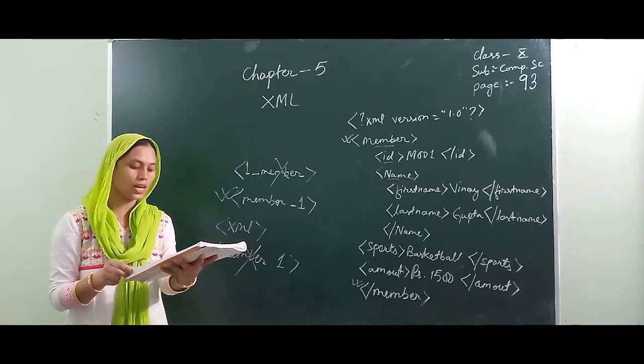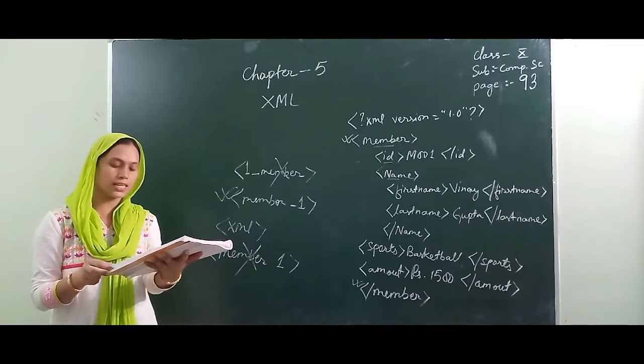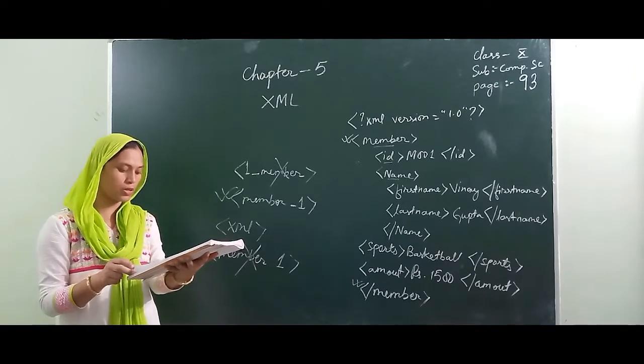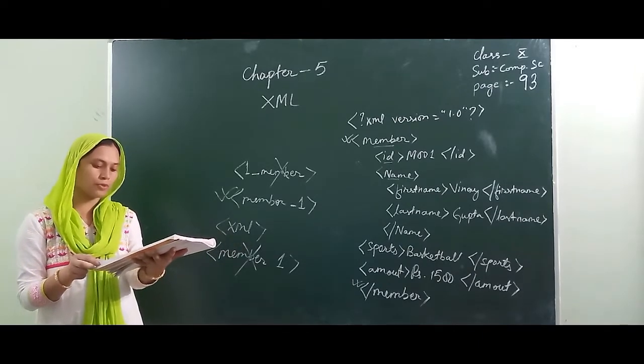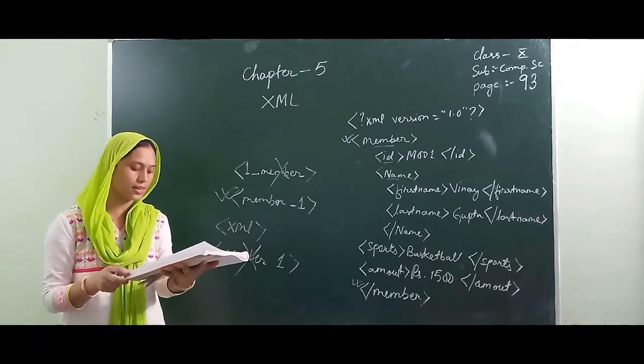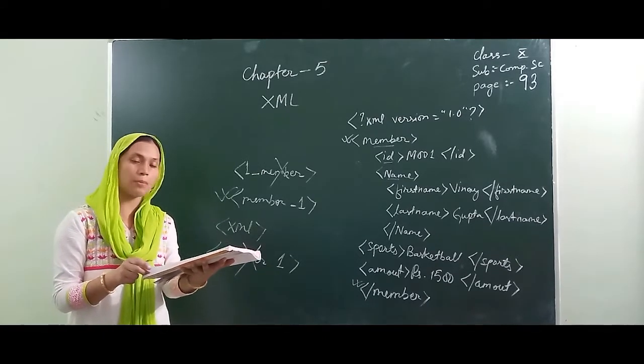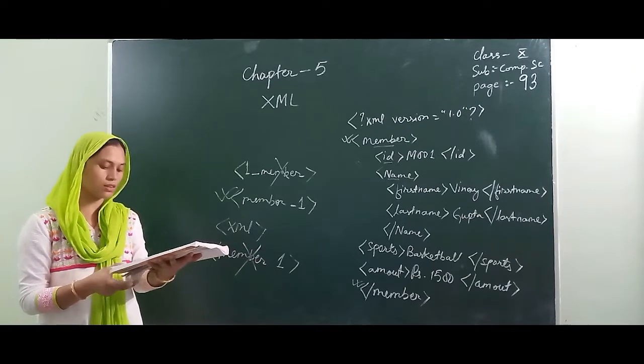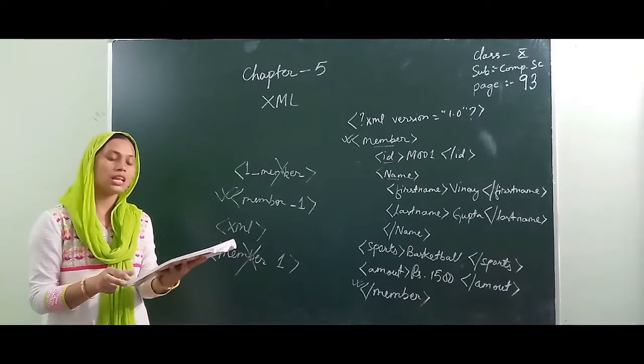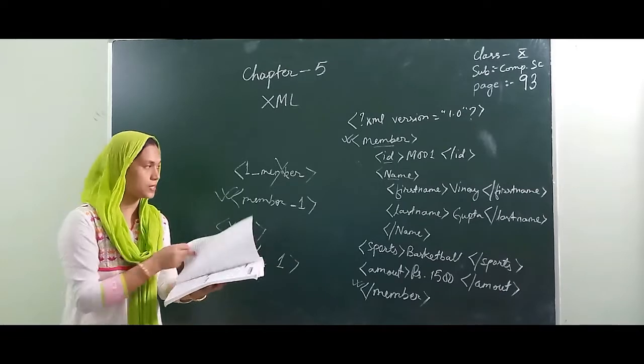Number 1 point, a name can contain letters, numbers and other characters. Number 2, a name cannot start with a number or punctuation character. Number 3, a name cannot start with the letters XML, whether in capital letters, small letters or mixed letters. And a name cannot contain a space.